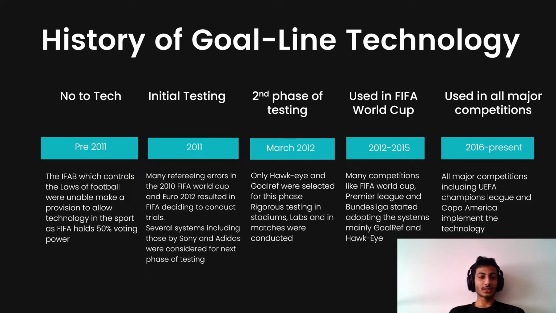After 2012, when the technology started gaining good following and acceptance, many competitions like the FIFA World Cup and leagues like Premier League and Bundesliga started implementing the technologies, mainly GoalRef and Hawkeye, into their matches. And soon other leagues like major UEFA tournaments and Copa America tournaments started implementing this technology in the next 5 years, from 2016 to 22, and it has almost become a necessity in football, and there are rarely any matches in which goal line technology is not available.